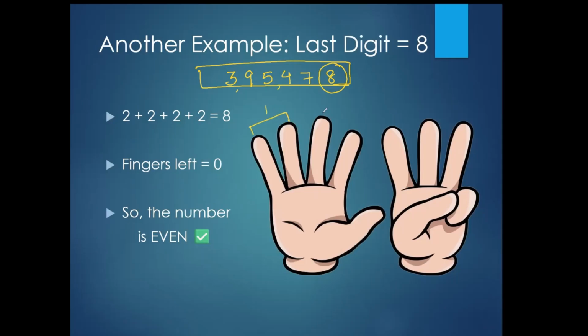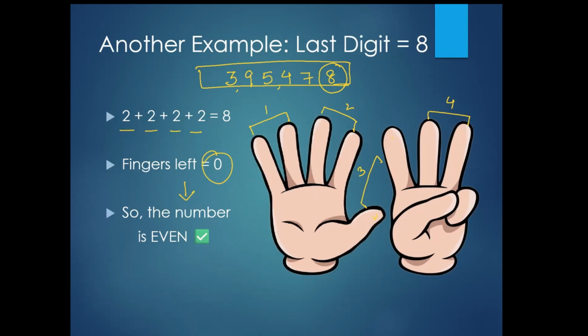This is one group of 2. This is the second group of 2. There is a finger here, there is a finger here, so this forms a group of 2. This is the third group of 2. And then we have 4 groups of 2. There are 4 groups of 2. No finger is left. Hence, what can we say? That the number is even.